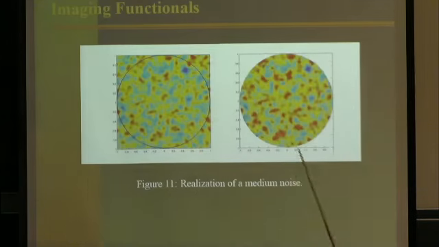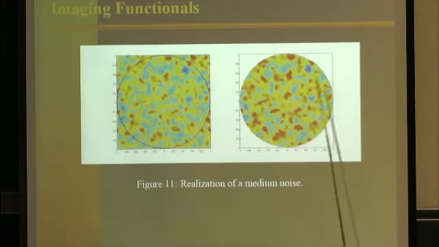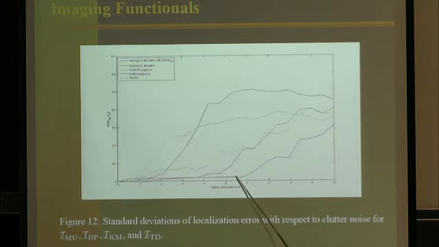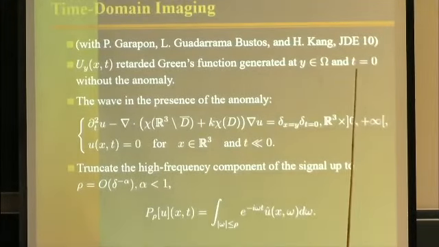So the one I showed you was a simulation of a realization of medium noise, and the best one for medium noises is unclear. So we have this for single frequency. We think that the topological derivative gives the best result. Anyway, okay.